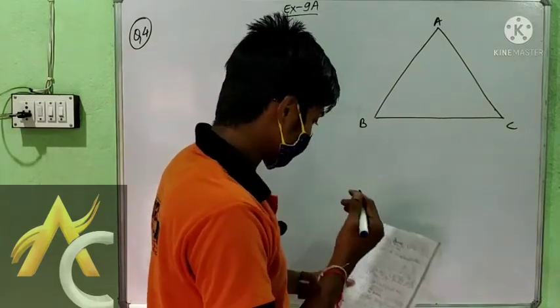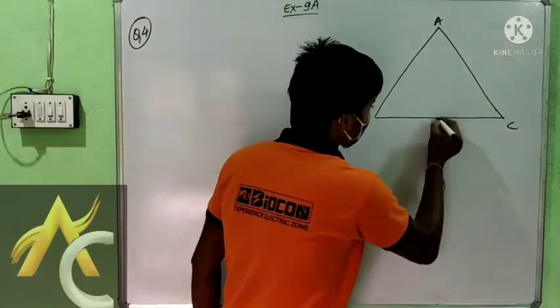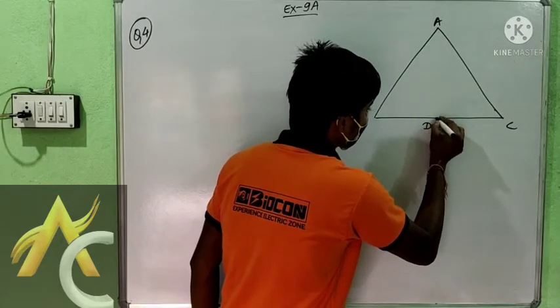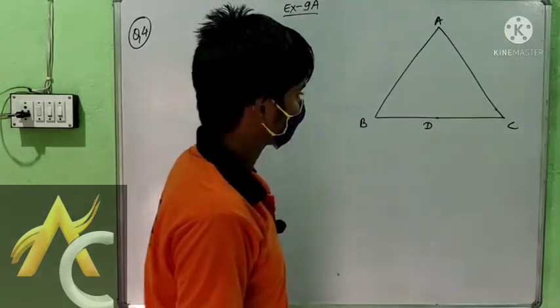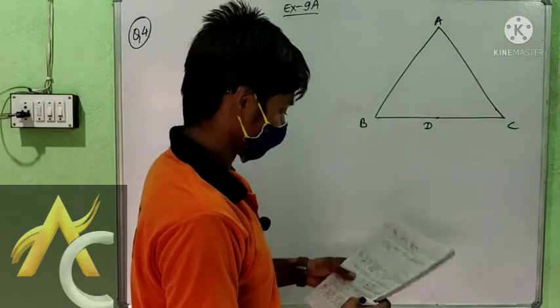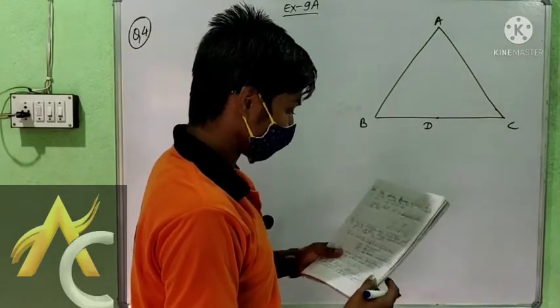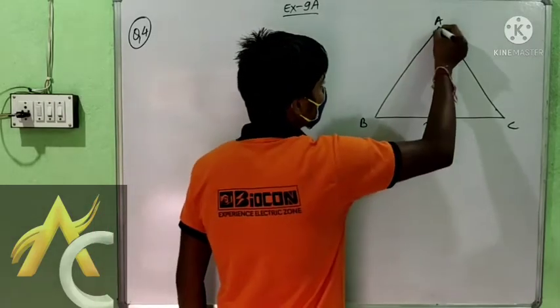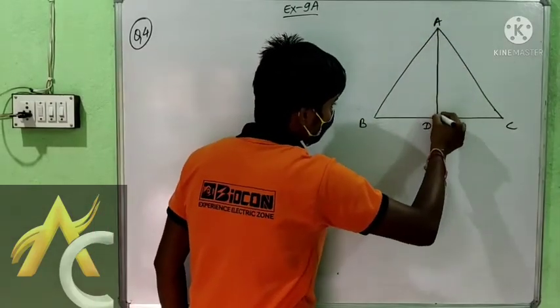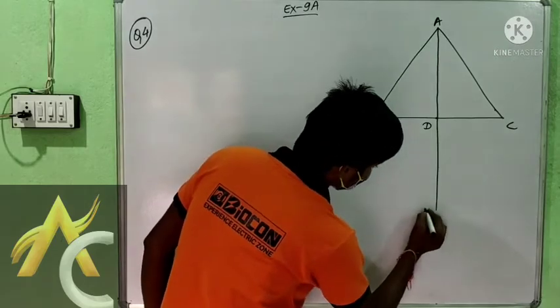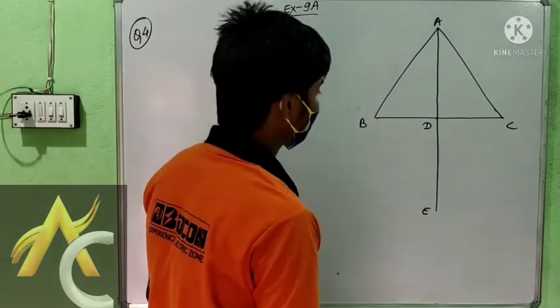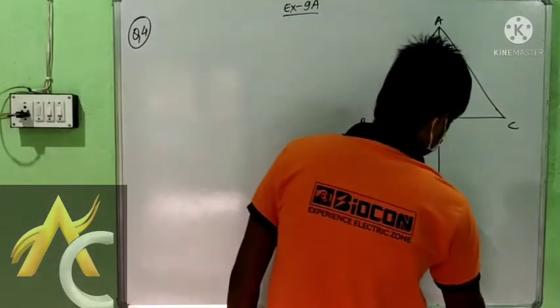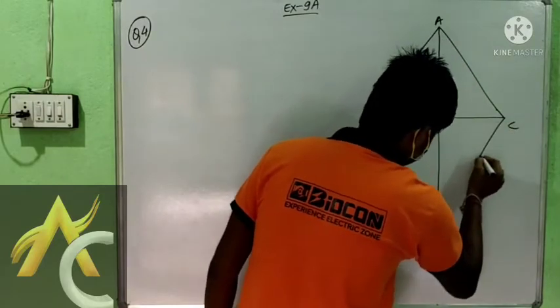D is the midpoint of BC. So there is D. Now AD is produced up to E, so that AD is equal to DE or ED. That means we are going to produce it till here. Let us consider that this is point E.